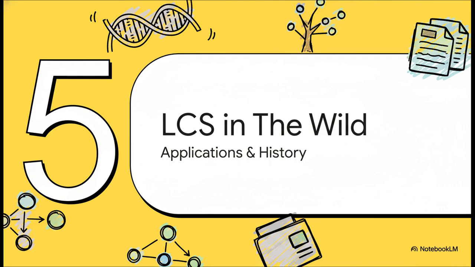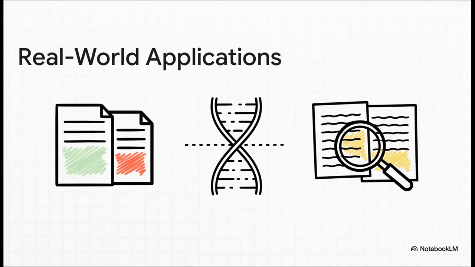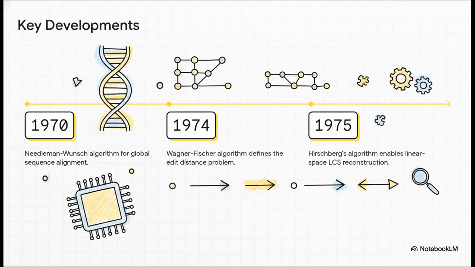So now that we know how it works, and even how to optimize it, let's zoom back out and see where this awesome algorithm actually shows up in the world. And here we are, full circle, back to our first question. Version control systems like Git use LCS to generate those diff outputs, but it's also a cornerstone of bioinformatics for aligning DNA and protein sequences, and it's used in software that checks documents for plagiarism. It's everywhere.